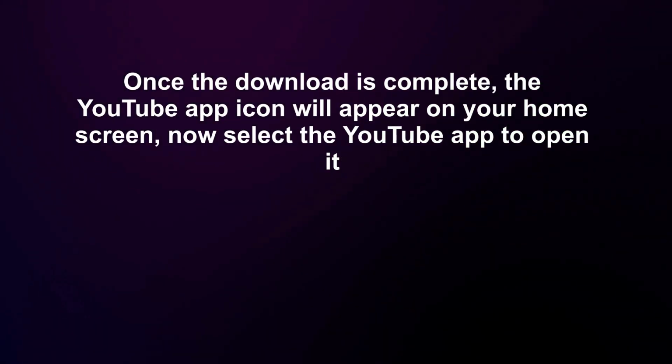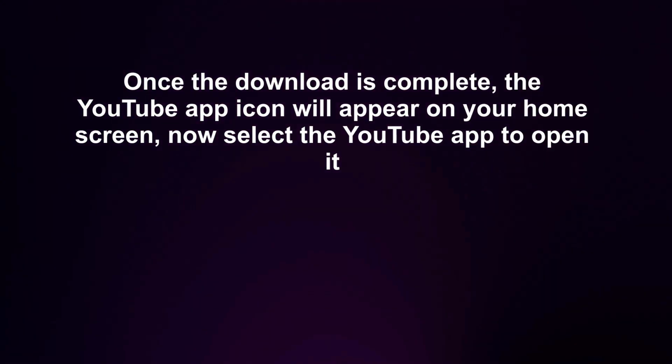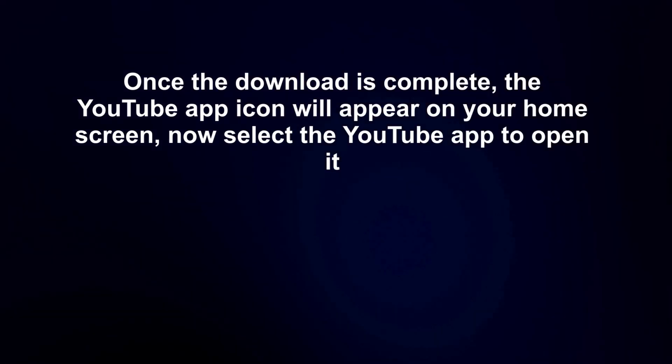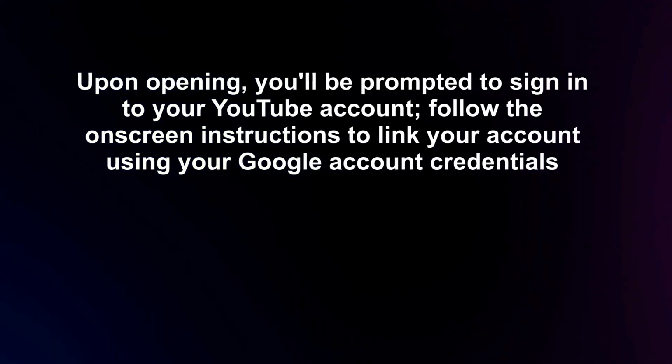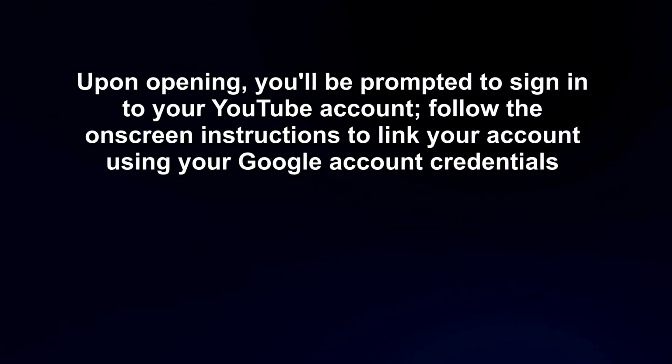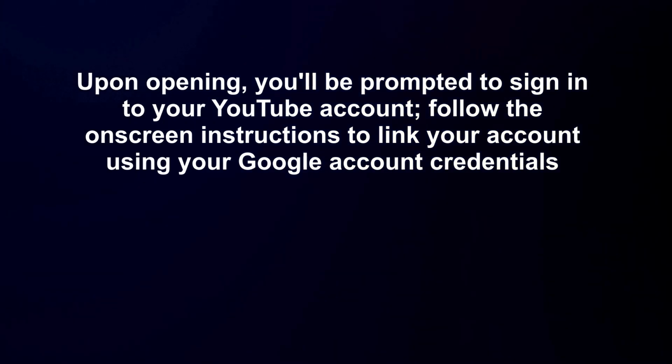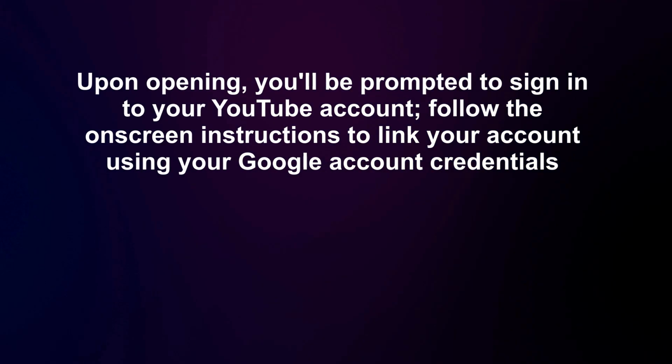Once the download is complete, the YouTube app icon will appear on your home screen. Now select the YouTube app to open it. Upon opening, you'll be prompted to sign into your YouTube account. Follow the on-screen instructions to link your account using your Google account credentials.